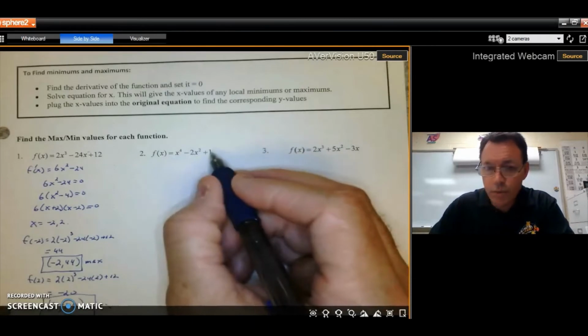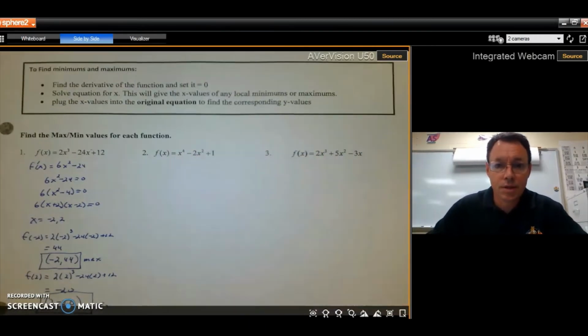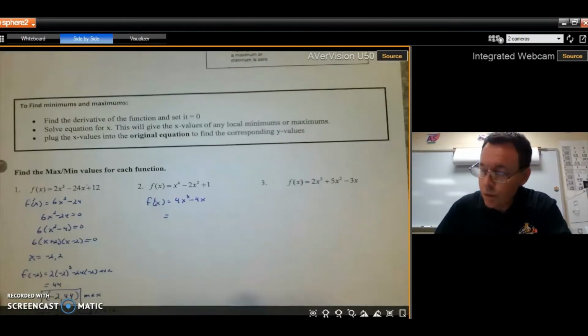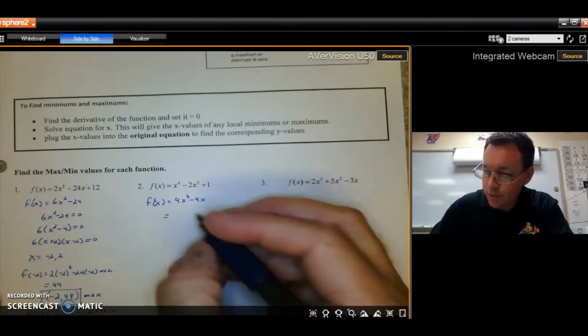Actually, why don't you see what you can do on this one? So hit pause and try to do the derivative, set it equal to 0, and see if you can solve it. Okay? So hopefully this is what you got when you found the derivative.